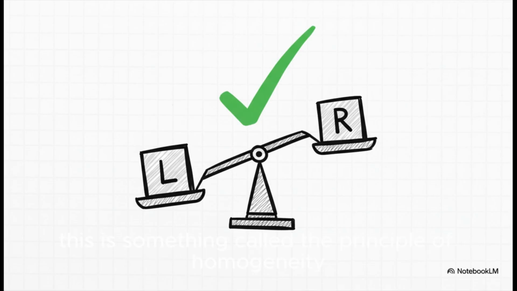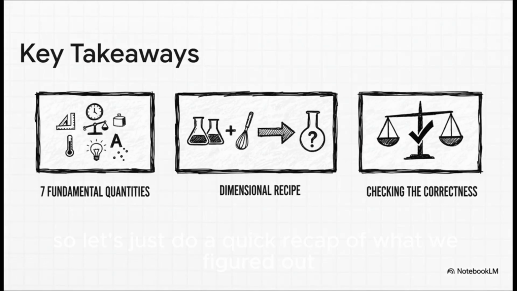This is something called the principle of homogeneity. It's a fundamental check. You can't add a speed to a weight, right? It just doesn't make sense. The dimensions have to match up, and in this case, they do. Our equation is legit. So let's just do a quick recap of what we figured out. All physical measurements in the entire universe are built from just 7 fundamental building blocks. Every single quantity, from speed to energy, has its own unique dimensional recipe. And, most powerfully, we can use these recipes as an incredible tool to check if our physics equations even make logical sense in the first place.